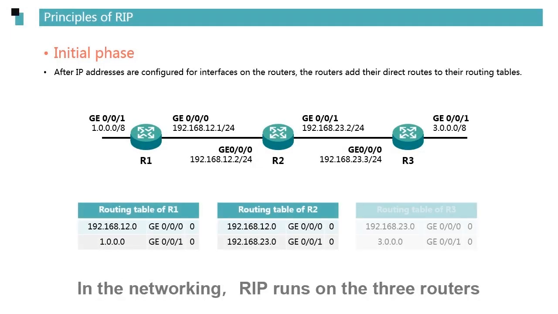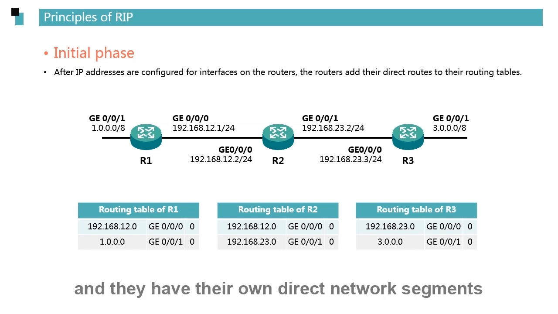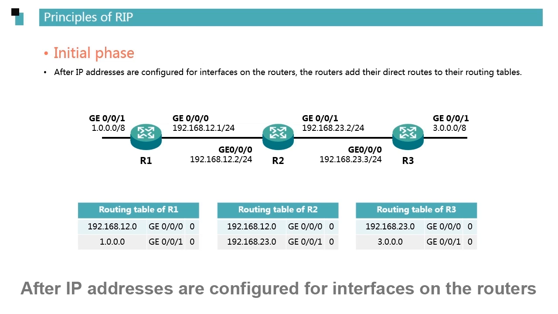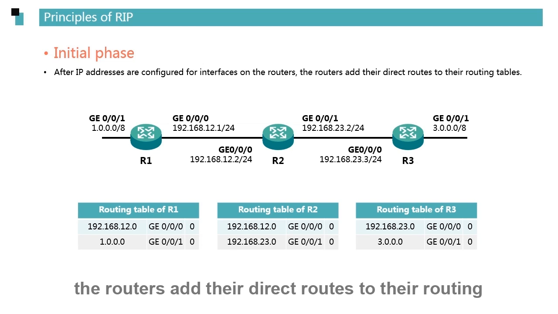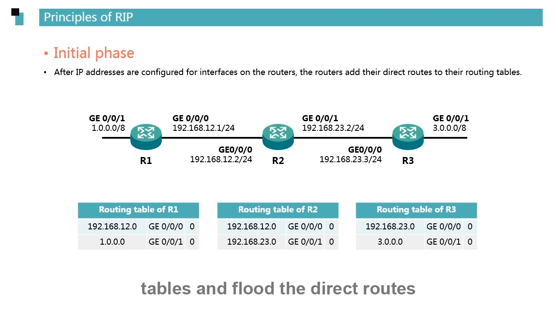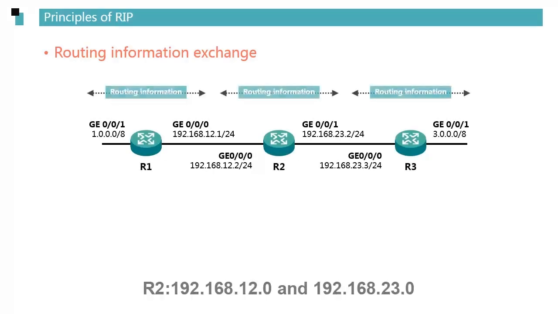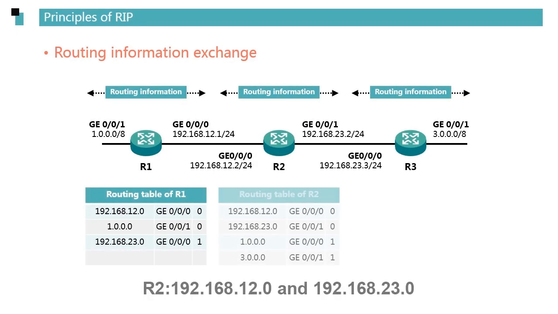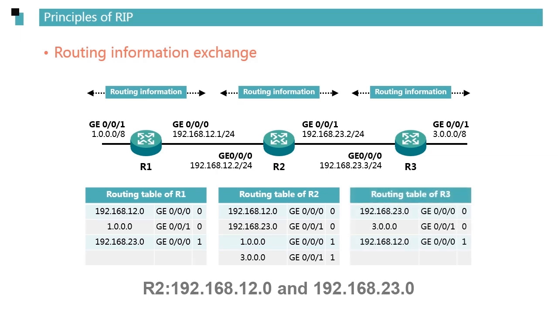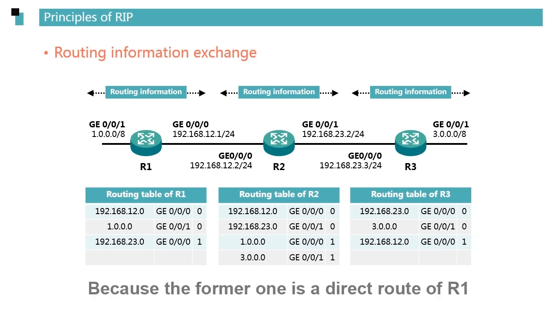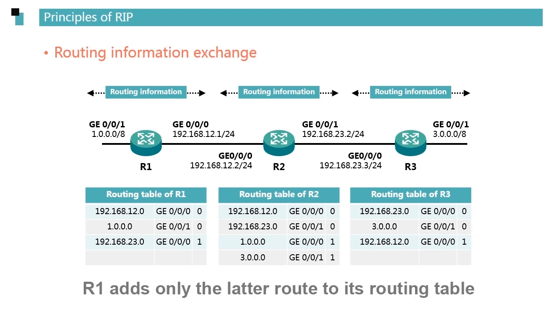In a network, RIP runs on the 3 routers, and they have their own direct network segments. After IP addresses are configured for interfaces on the routers, the routers add their direct routes to their routing tables and flood the direct routes. R1 receives 2 routes from R2, 192.168.12.0 and 192.168.23.0. Because the former one is a direct route of R1, R1 adds only the latter route to its routing table.